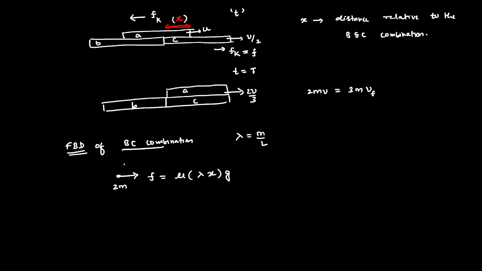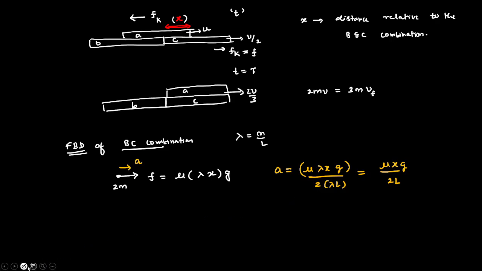Let me call this acceleration rightwards a. Then the acceleration a can be evaluated. The value of acceleration a would be, can we say that mu lambda x g is the force acting, and the total mass would be 2 times m, which can be written as lambda times L. So the overall acceleration from the ground frame is mu x g by 2L. So this is the acceleration of the BC combination with respect to the ground frame.